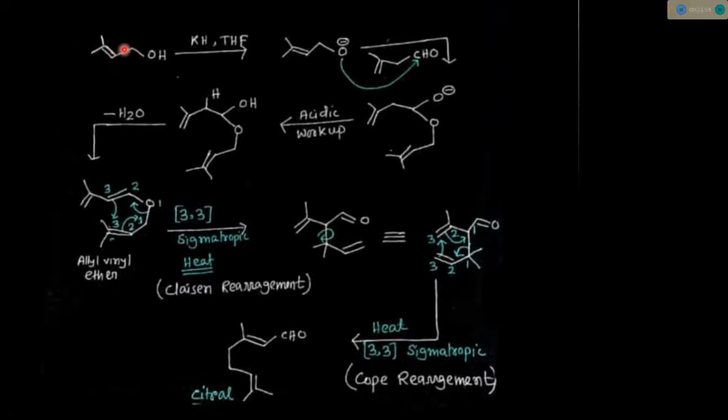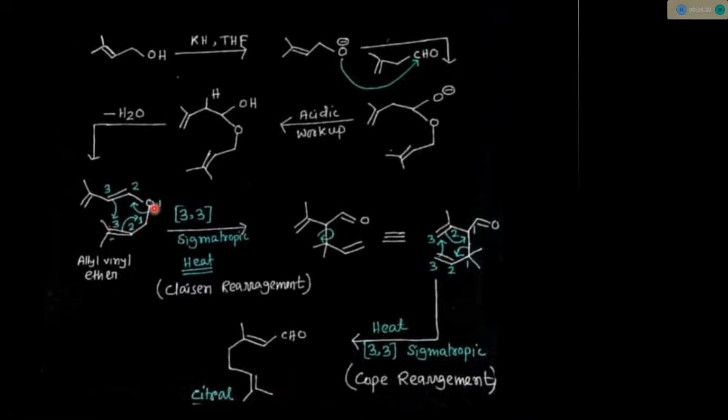So the allylic alcohol, in the presence of base, has its OH deprotonated. This O minus now attacks this carbonyl compound to form this kind of intermediate. After acidic workup, this O minus becomes OH. After heating, this H and OH combine to remove a water molecule. Now we are getting this kind of product.